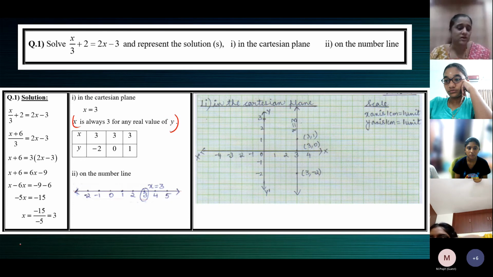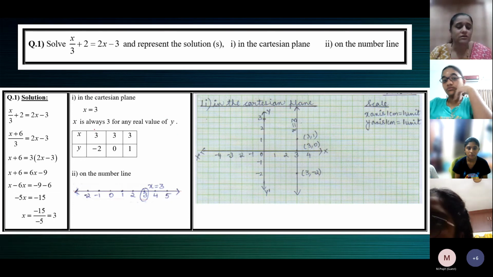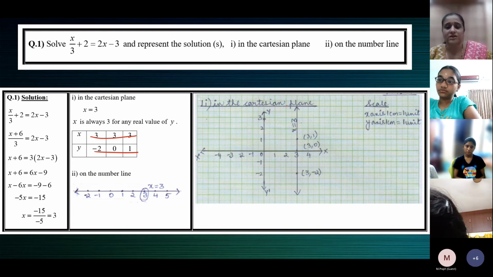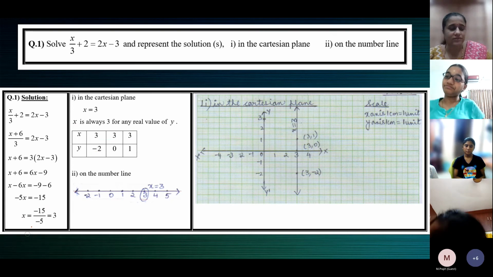X is always 3. So how do you make the table? How do you make the table? x, y: x is always 3 for any value of y. And I've plotted, see here in the Cartesian plane, you can see the x-axis, y-axis. I've plotted the points. Please see here.